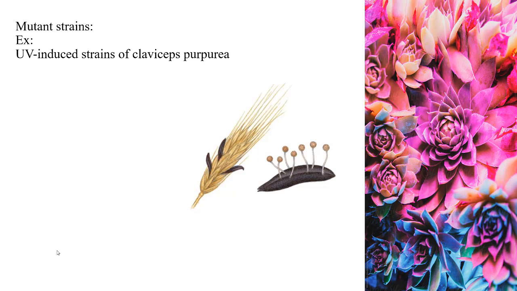For example, if you see this one, this is rye. In this rye you have a fungus called Claviceps purpurae. This is Claviceps purpurae. If we remove this from here, it looks like this. So this is a type of fungus. It will be having legs. These are legs, and this will go and attach to this rye.